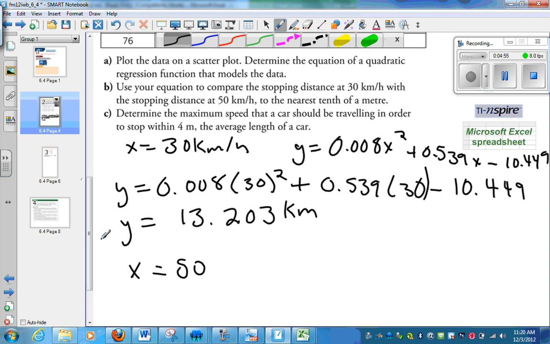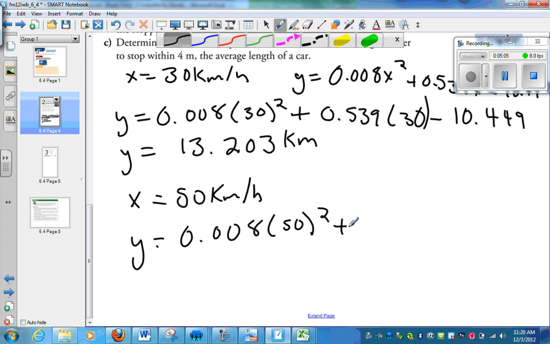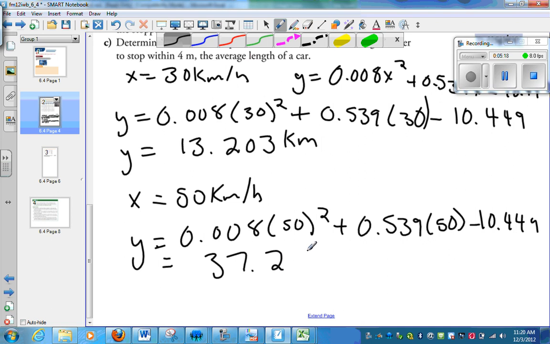Stopping distance at 30 with 50. Okay, so I am going to sub in the value of 50. Again, if I have a good calculator and I use my brackets, I can put that in my calculator all in one shot, and I would get 37.256.